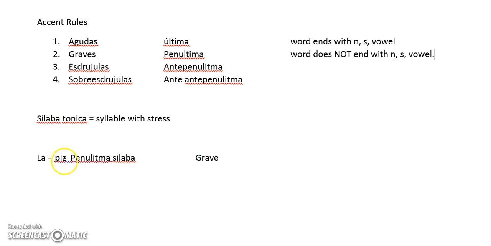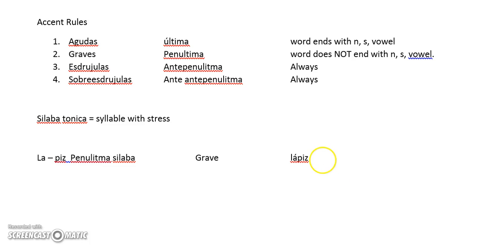So, based on these rules, whenever we know that the penúltima sílaba is the one that has the stress, that makes it a grave, and looking at this, the word does not end with an N, S, or a vowel, so this word does need an accent mark. That's why the word lápiz has an accent mark. For esdrújula words and sobreesdrújula words, it always has an accent mark no matter what. It doesn't matter what it ends with. If the stress falls on the antepenúltima sílaba, there is always an accent mark because that word is an esdrújula.